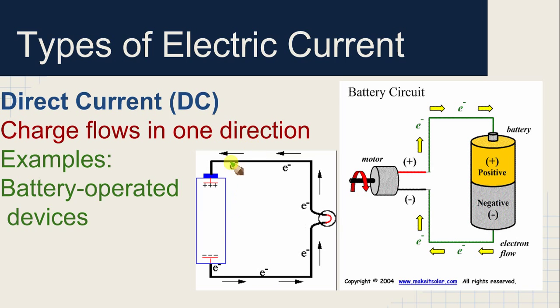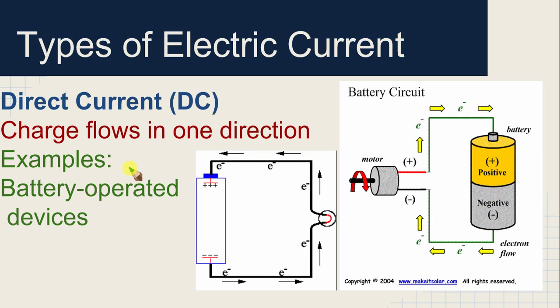They're going to flow from the negative to the positive. From the negative to the positive. Same thing here, coming from the negative side of the battery right to the positive. It always moves in one direction. That is our key about direct current, it is one direction. Anything that is battery powered is going to have this direct current.